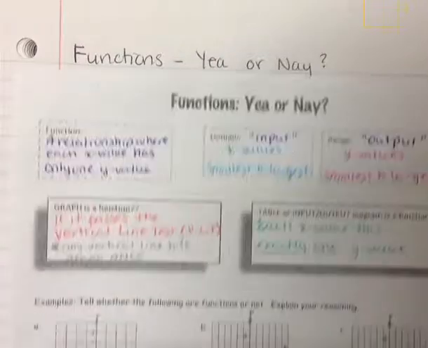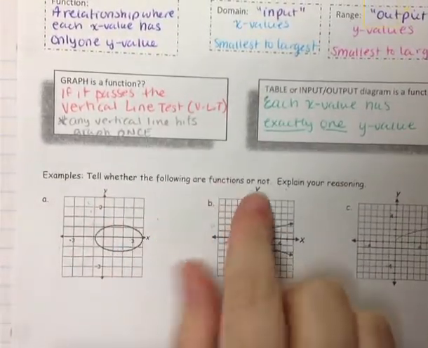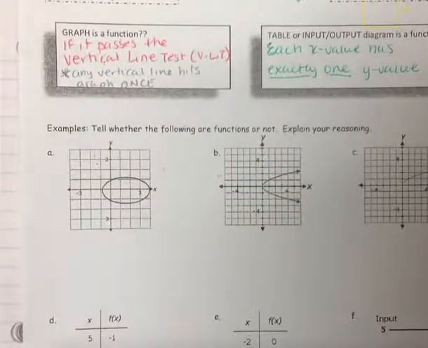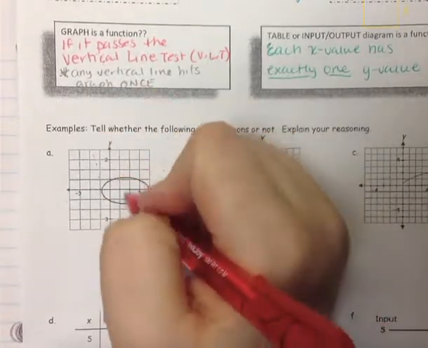value. So our first example, we're going to tell whether the following are functions or not, and we're going to explain our reasoning. So the first one is a graph. That means we want to check the vertical line test. We draw a vertical line, and we can draw as many vertical lines as we need to, but we want to go through the graph itself. So this is our graph.